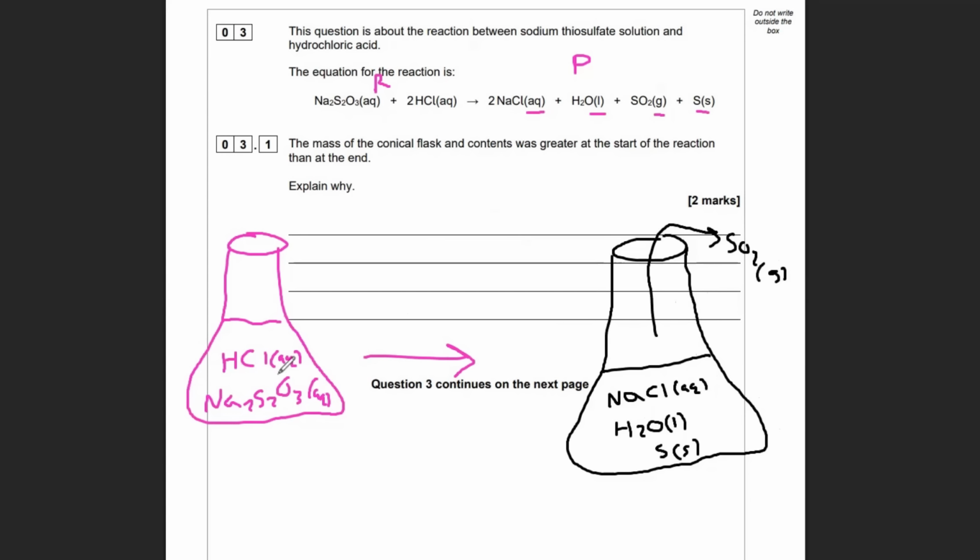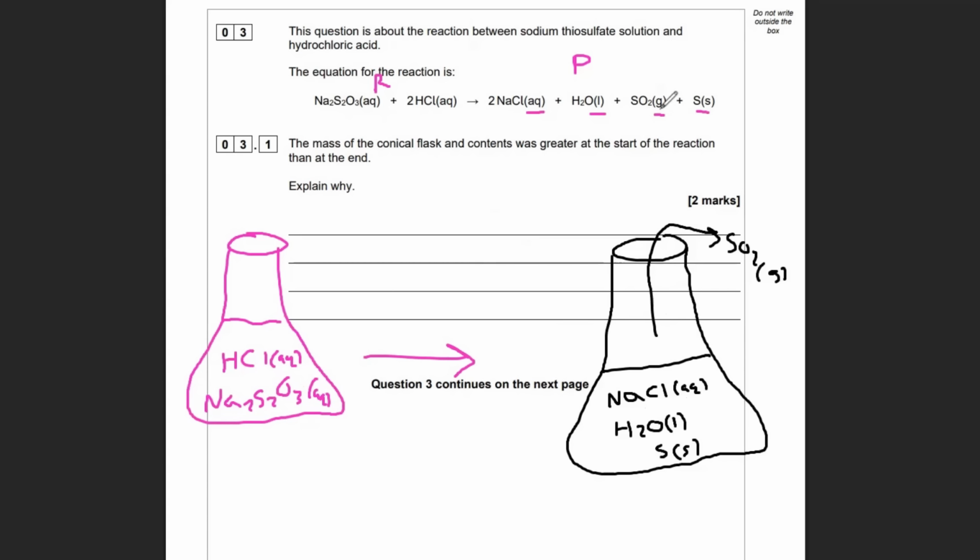Okay, so you can see at the start we had hydrochloric acid and we had this sodium thiosulfate solution. And at the end, you've got sodium chloride, the salt, you've got water, which is a liquid. The salt is dissolved in water, so it's aqueous. And you have solid sulfur. But you also had some sulfur dioxide. But of course, that's a gas. What's happened to it? It's escaped.